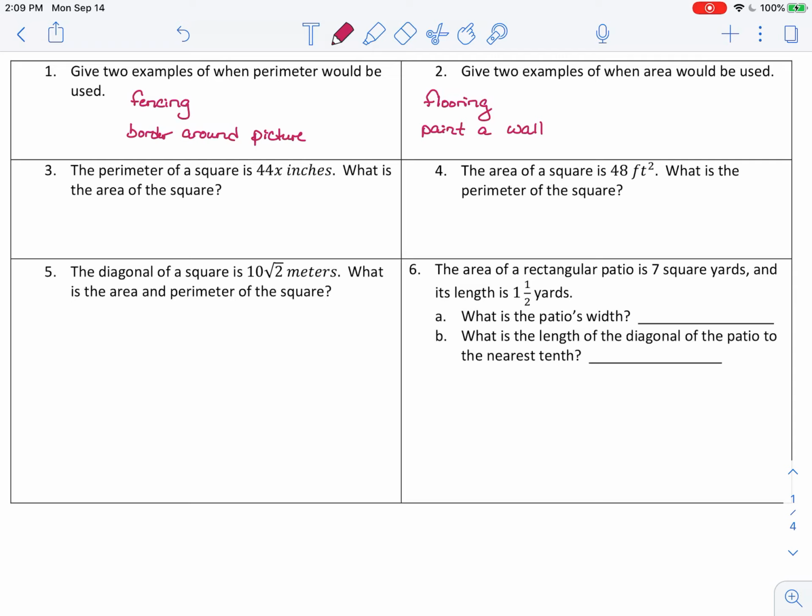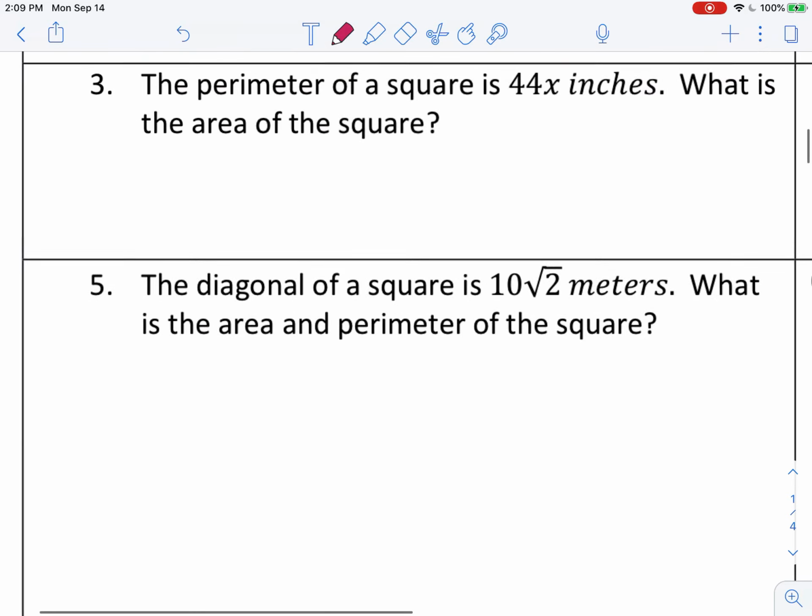So learn perimeter and area and volume so you at least don't embarrass yourself at Home Depot and have a story for the Home Depot to tell for the rest of their life. That has nothing to do with number 3, but still, it's a good story.